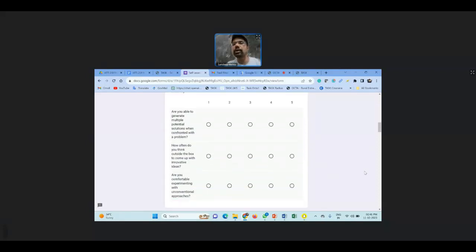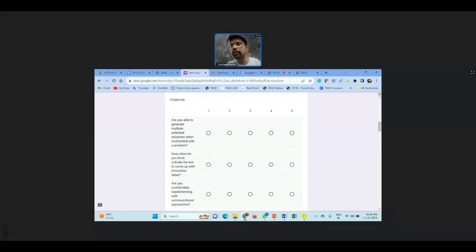Then there is a component called creativity. I'm taking another component. How often do you think outside the box to come up with innovative ideas? Here they are not only talking about the business idea, but also about whether you do this on a continuous basis or not.